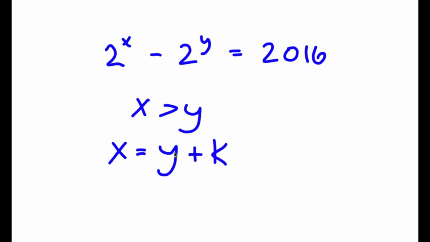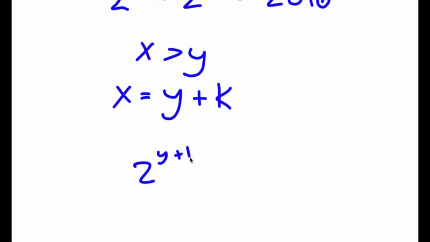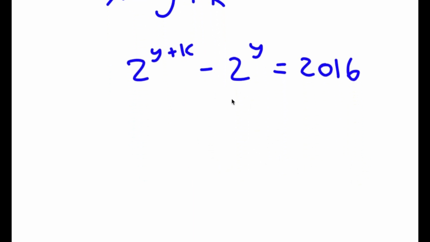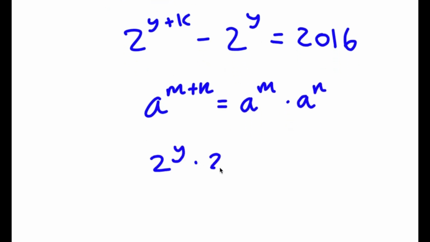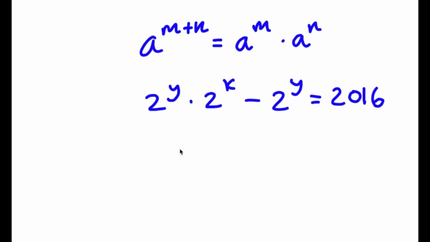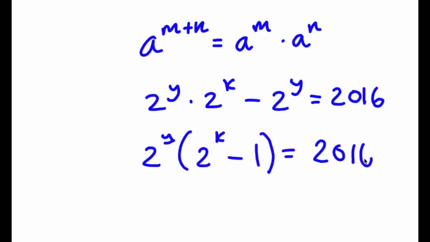So now, if I replace x with y plus k, I get 2 to the power of y plus k minus 2 to the power of y is equal to 2016. Now, if I have something in the form a to the power of m plus n, this is equal to a to the power of m times a to the power of n. So 2 to the power of y plus k is going to equal 2 to the power of y times 2 to the power of k. Now I have this minus 2 to the power of y is equal to 2016. Now I can factor out 2 to the power of y. So I have 2 to the power of y times 2 to the power of k minus 1 is equal to 2016.